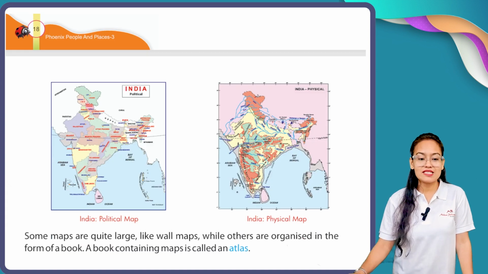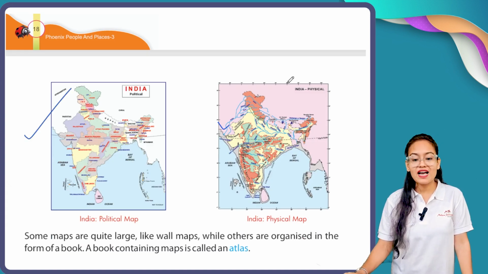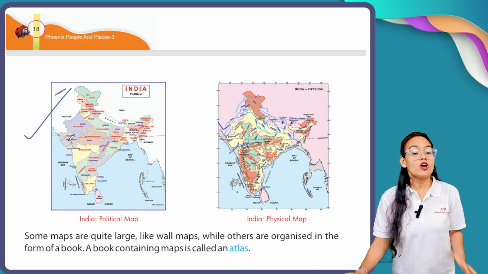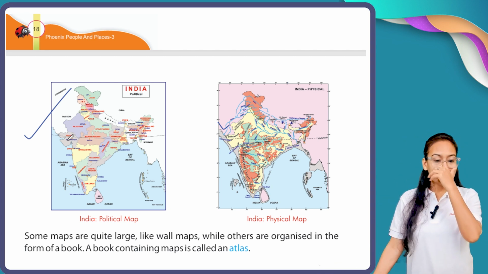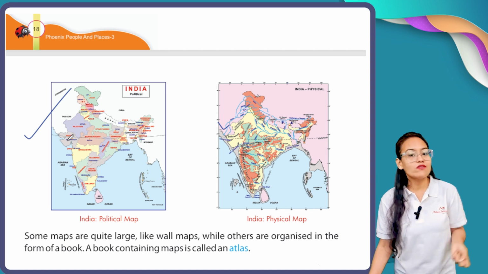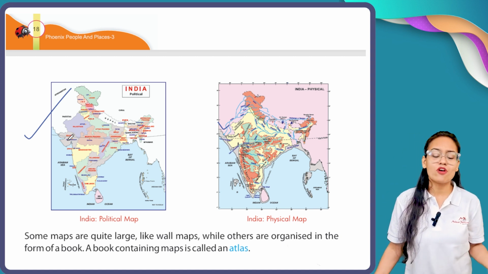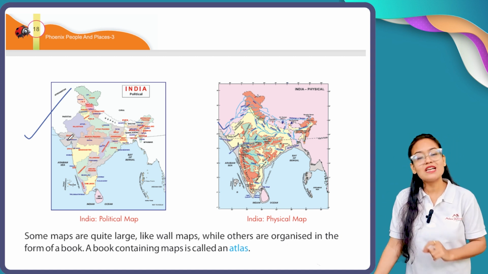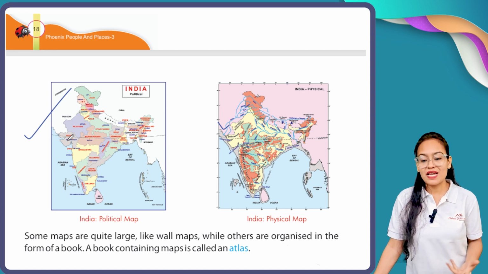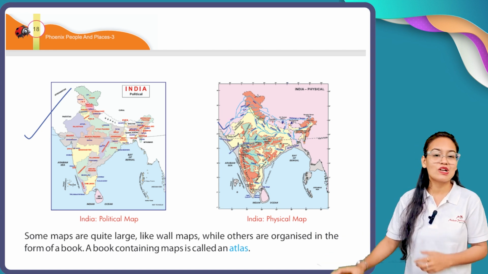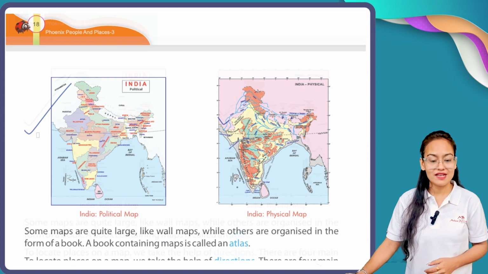Here you can see, this is the political map of India and this is the physical map of India. On the political map of India, the states are marked along with their capitals and other information. But on the physical map, you can see the land, the plateaus, and the mountains which are present in India.